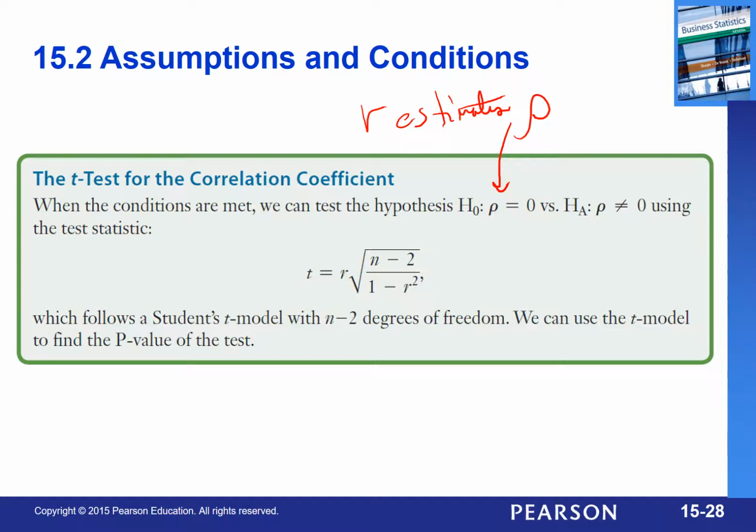This is like the same test. I hope you're realizing that because it's still a student t model. I'm still doing n-2. It's just you're testing R instead of testing B1. We almost never do this.